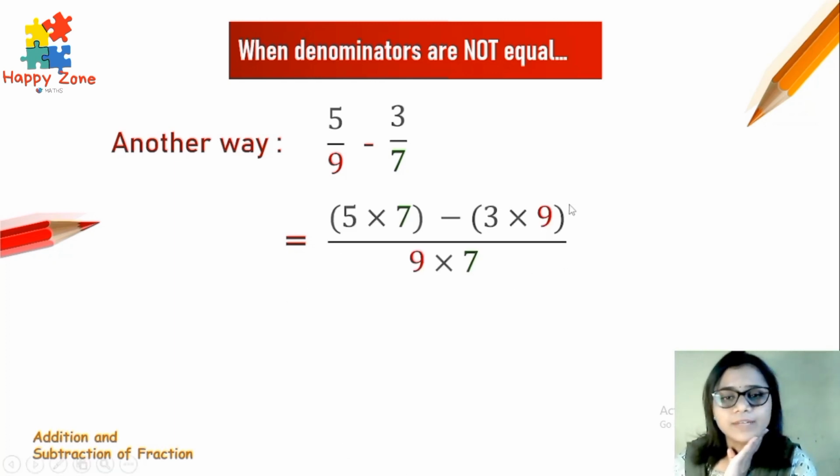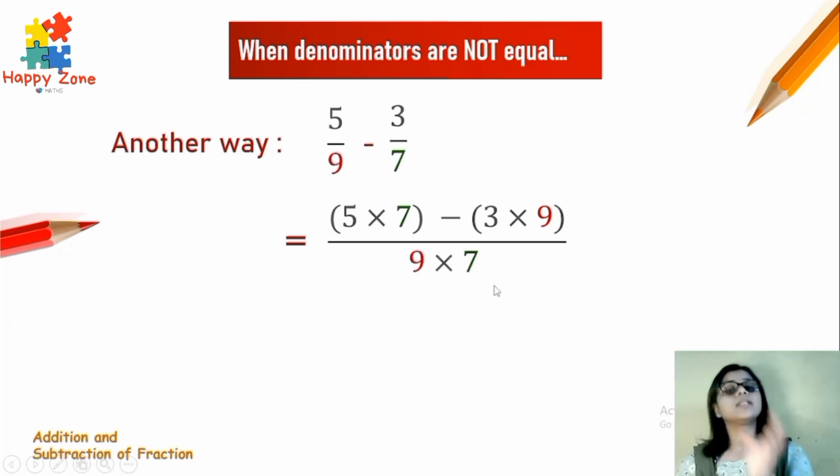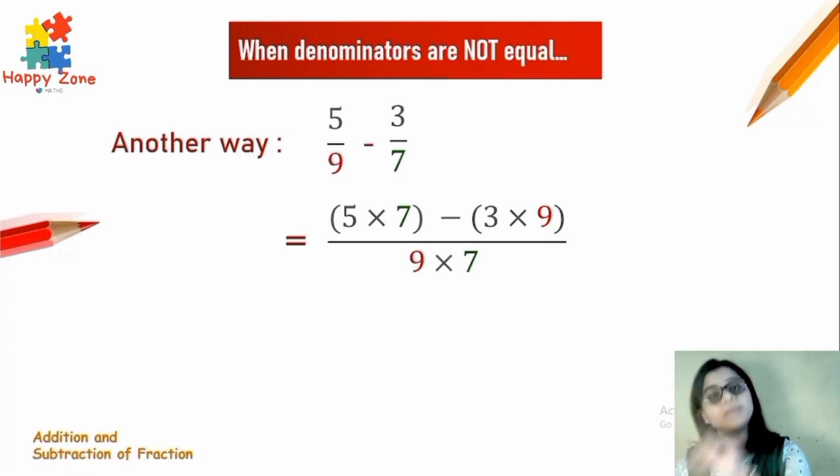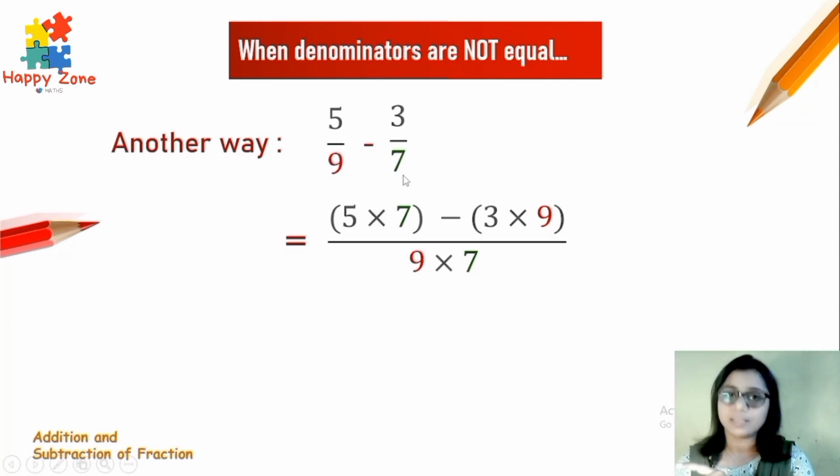Now observe carefully what exactly I have done here. I have multiplied 9 and 7, that is the different denominators, and I have taken it as a common denominator for both of these fractions. Now why am I multiplying 9 and 7? Because if you multiply 9 and 7, then whatever number comes, that will be a common multiple for 9 as well as 7.